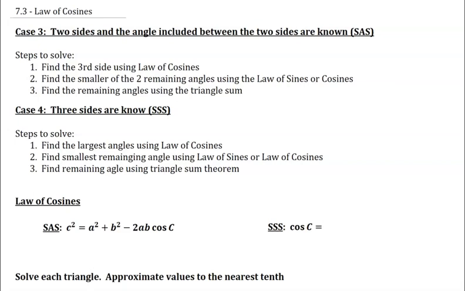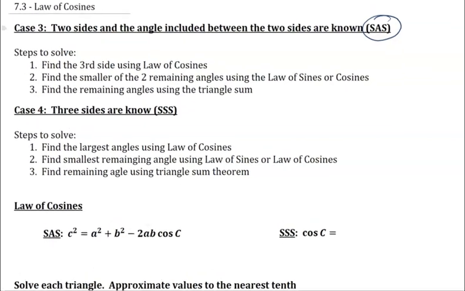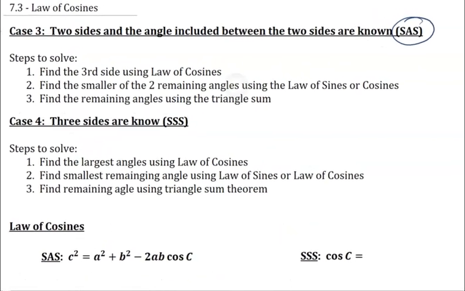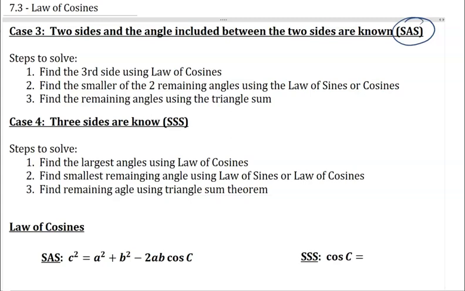7.3 covers what's called the law of cosines. Law of cosines is useful when in a triangle we know two side lengths and the angle that is included between those two. So we're looking at a side-angle-side situation. Actually, we can use it for side-side-side as well. So essentially, if you know two of the sides of the triangle and either the angle between them or the third side, we can use law of cosines.